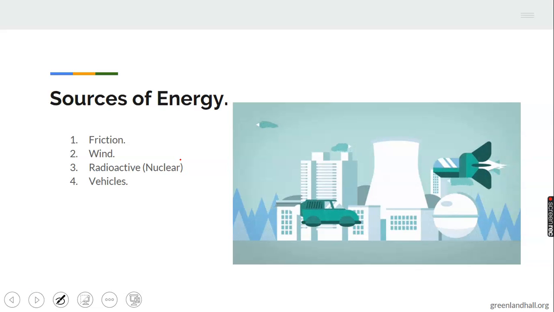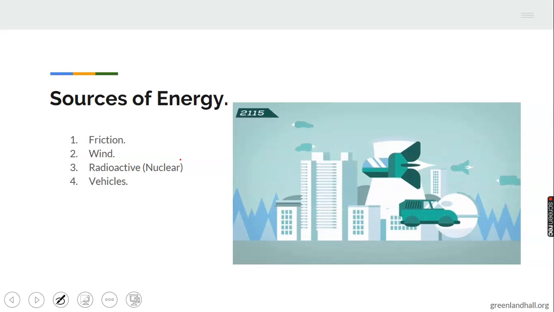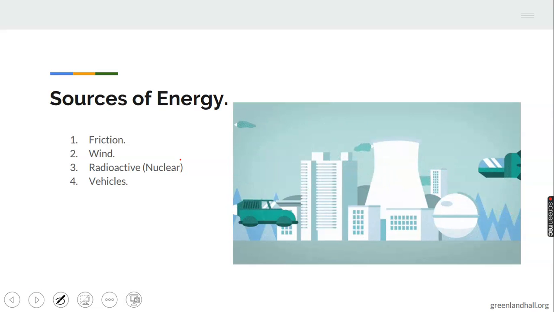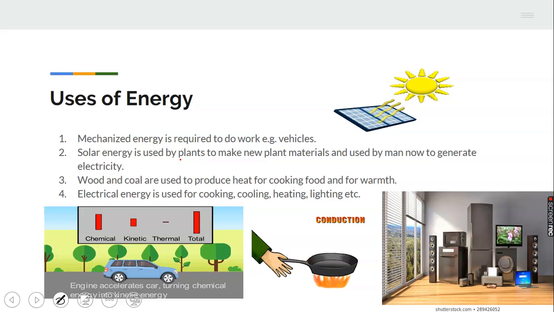It tells things to move, like airplanes. Then we have vehicles. Vehicles are also a source of energy because they help us to move. Now let's see some uses of energy.